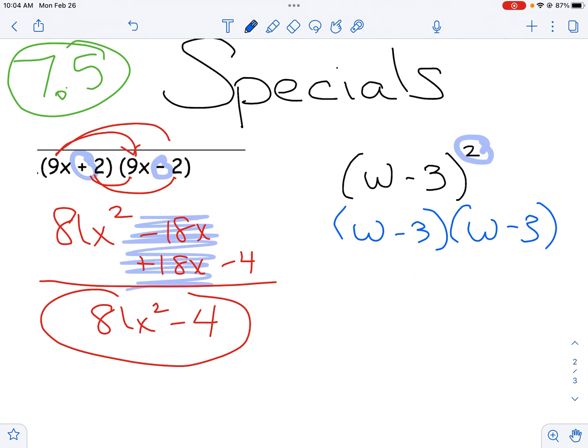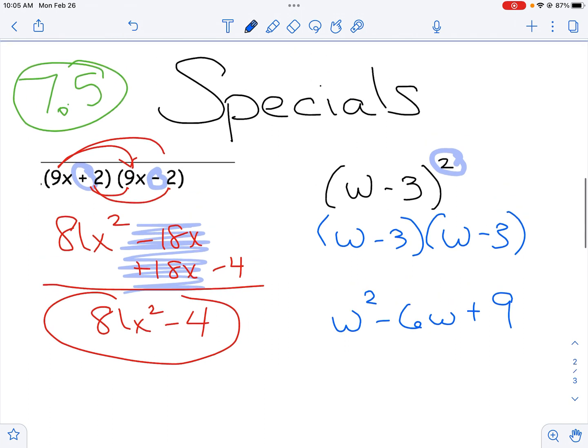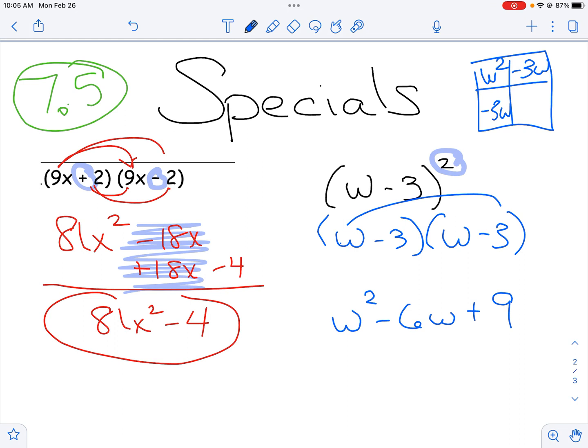So again, if I have to show the method, I can do that, but I should just know it's going to be W squared minus 6W plus 9. Now, if you need to see the work for that, let me do it up here in the corner so you can see it. W and W is W squared. W minus that is minus 3W, minus 3W, and a -3 times a -3 is a positive 9, which is how I got -6W plus 9.